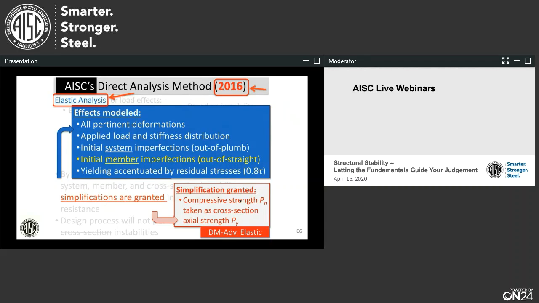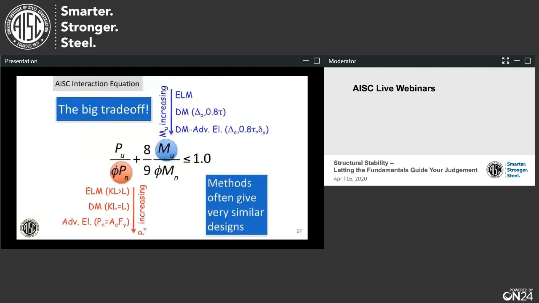So the simplification in adding that additional, you've got to model those initial member imperfections, is you no longer even had to know what the unbraced length was. You could just calculate the compressive strength based on the cross-section strength. And that was a big plus for some structures that I'll show you shortly. So at the end of the day, it's really all one big trade-off.